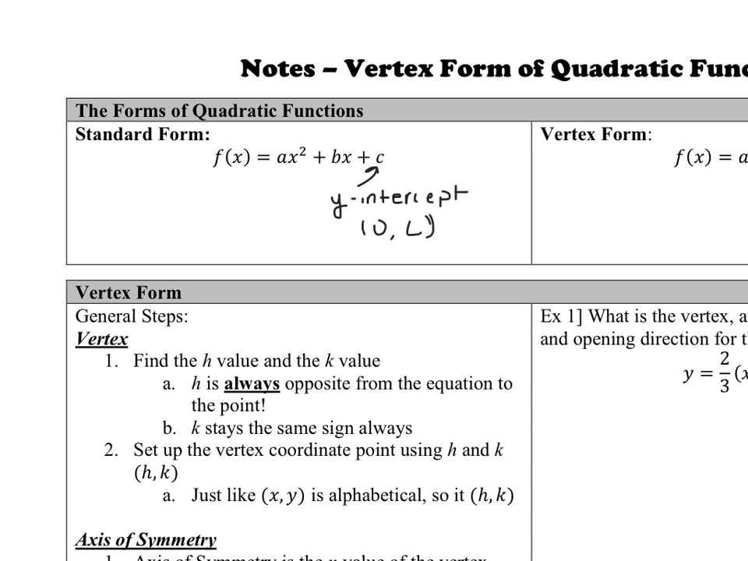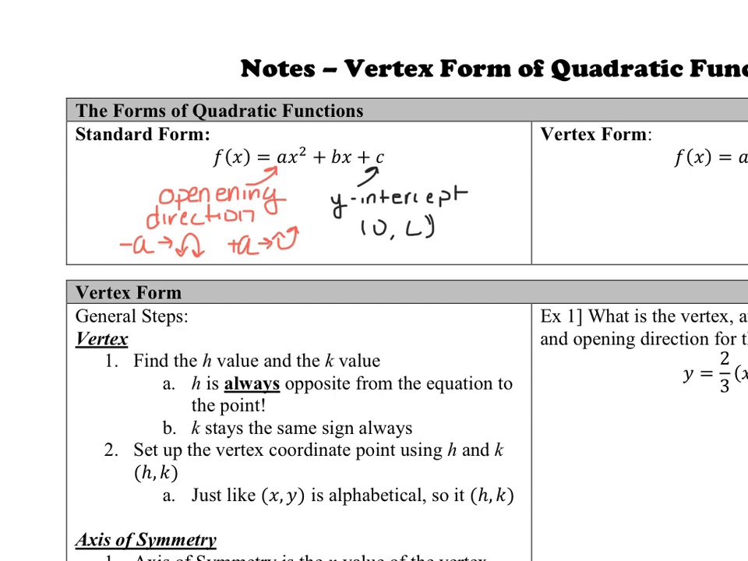And you can also get your opening direction, that's a. We talked about that in the last lesson. So a will tell you which direction it opens. If a is negative, that means it's going to open downward, so that vertex is going to be a maximum. If you have a positive a, your vertex is going to be a minimum and it opens upward.